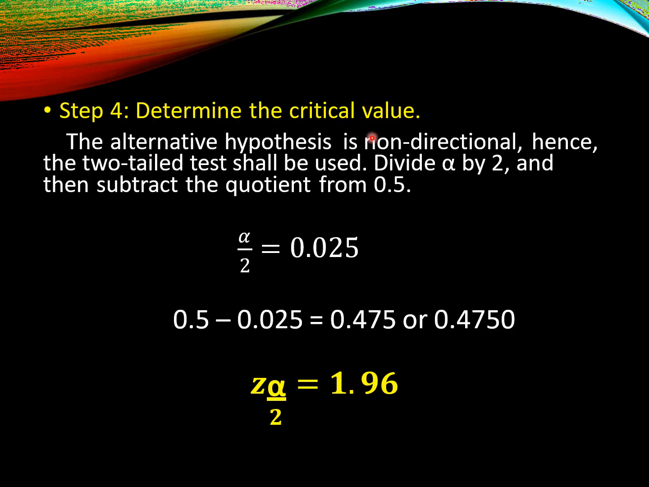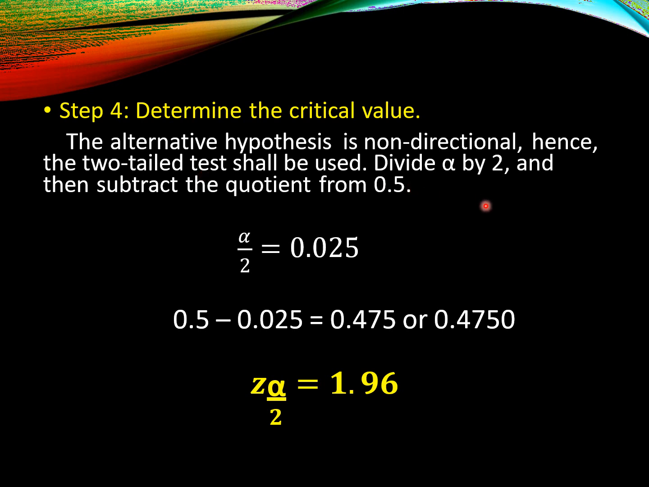Step 4, determine the critical value. The alternative hypothesis is non-directional, hence the two-tailed test shall be used. Divide alpha by 2 and then subtract the quotient from 0.5. So how can we know if the alternative hypothesis is non-directional or directional? In our example, if you notice, the symbol used is the inequality symbol, or the unequal symbol. So when our alternative hypothesis has the unequal symbol, then it is non-directional and it is a two-tailed test.